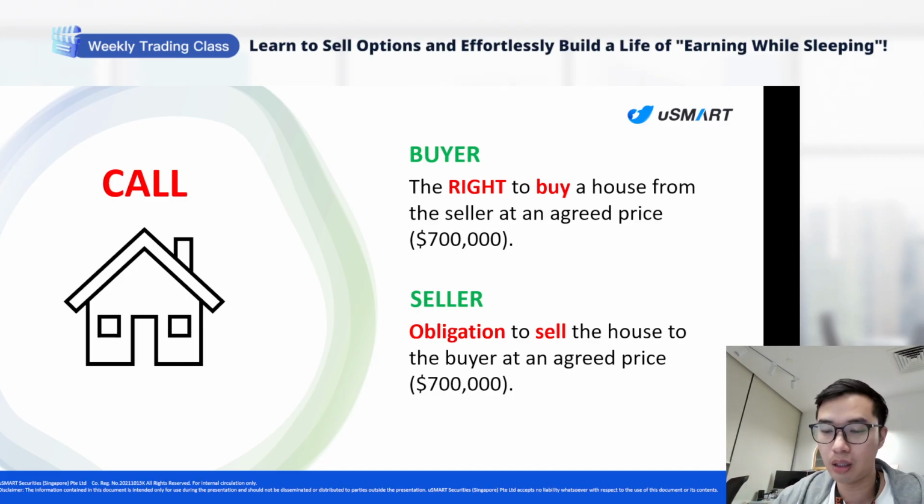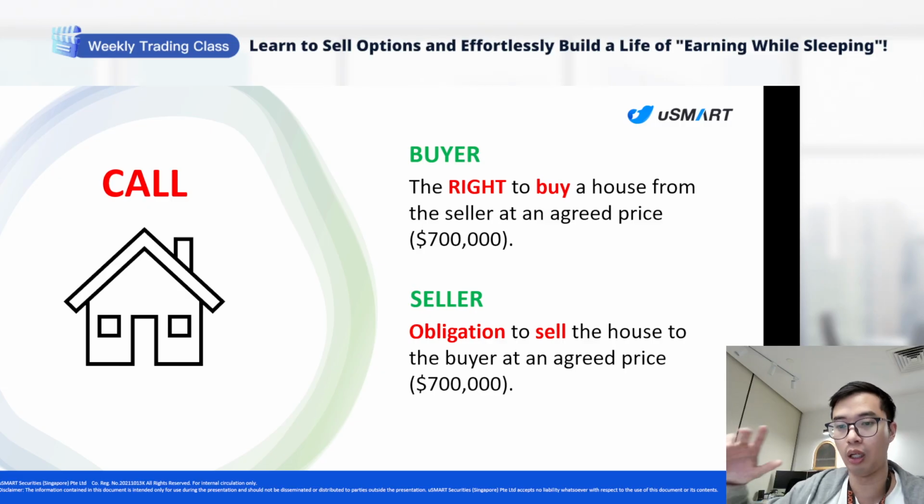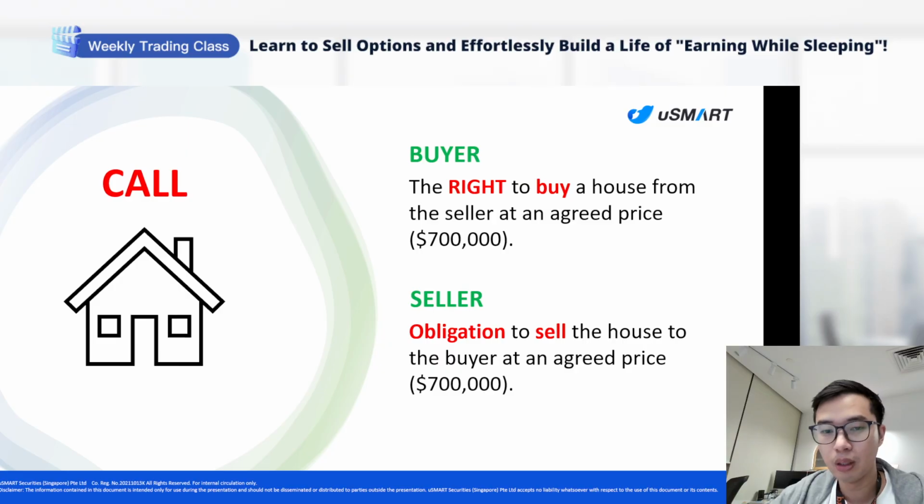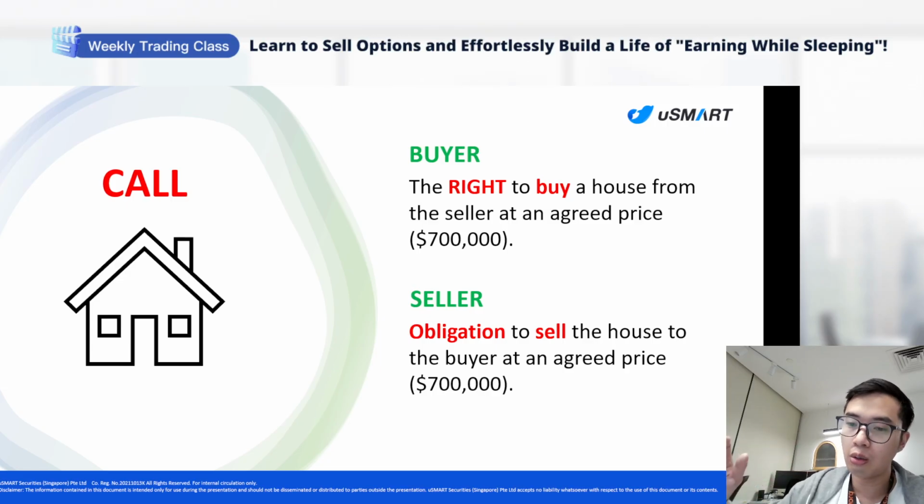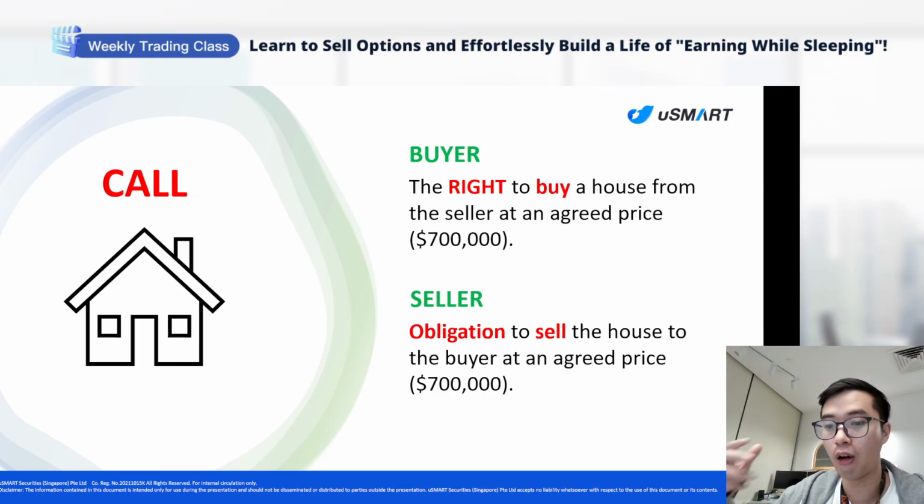Minus the $500 deposit, we can earn 99,500. So for the seller, they will receive the deposit. In options we call it the premium. So the max gain is the deposit only. The seller will actually suffer a lot of losses if the price goes up in buy call.